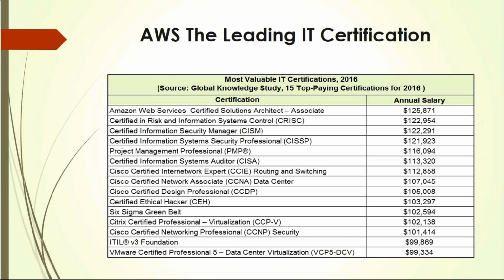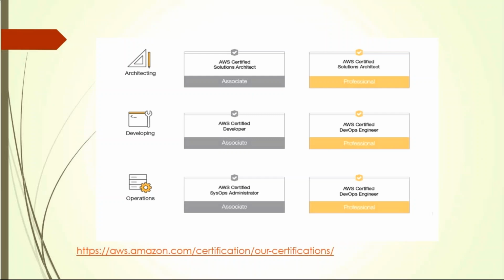Now, there are different kinds of certifications available. They have added two more: one is big data and one is networking, but these are the basic ones. If you see on the left-hand side, there is AWS Solutions Architect, there is AWS Certified Developer, there is AWS SysOps Administrator.